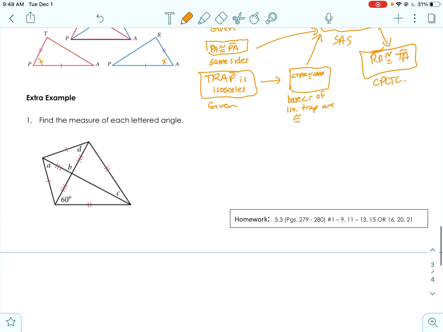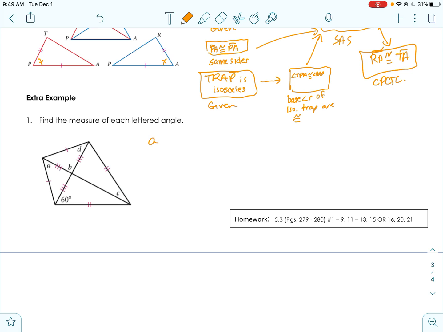So we're going to look at one last example here, and we want to find the measure of each lettered angle. This is the type of problem that will show up on your homework and on your quiz, where you have to use what you know about, in this case, a kite, to determine what the measurements of these missing letters are. So let's see if we can figure out what these missing letters are.